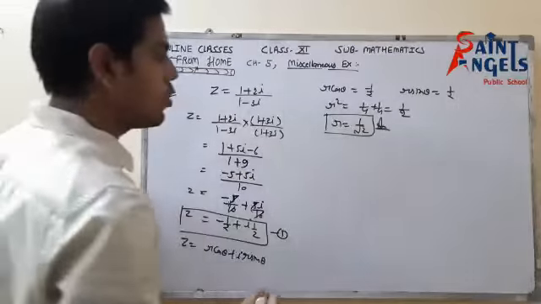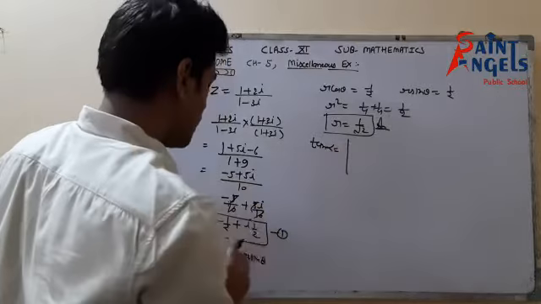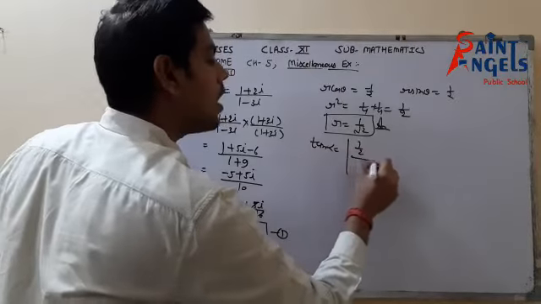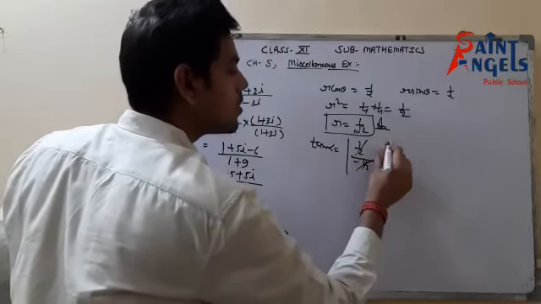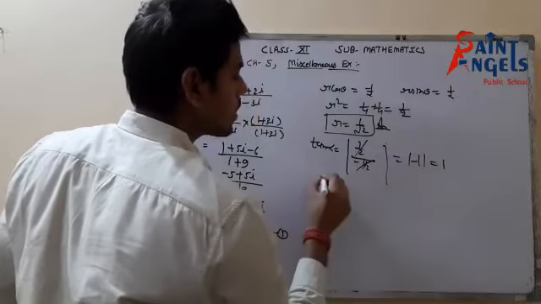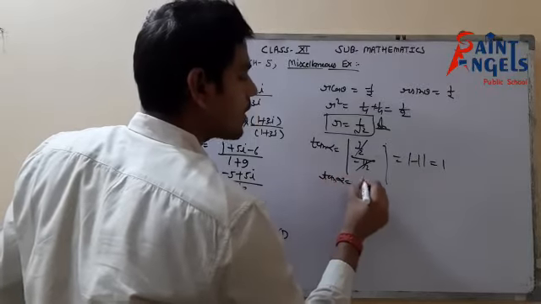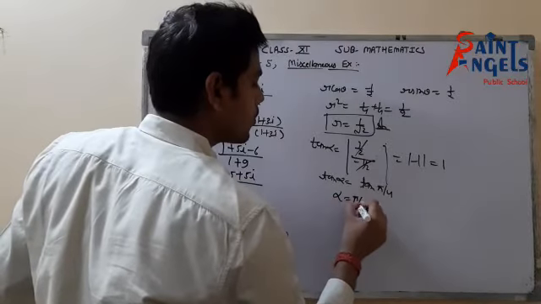Now what about the argument? First of all, tan alpha. Tan alpha is the imaginary part of z upon the real part of z, which equals 1 upon minus 1, so the modulus is 1. Tan alpha equals 1, and 1 is the value of tan pi by 4. So alpha equals pi by 4.